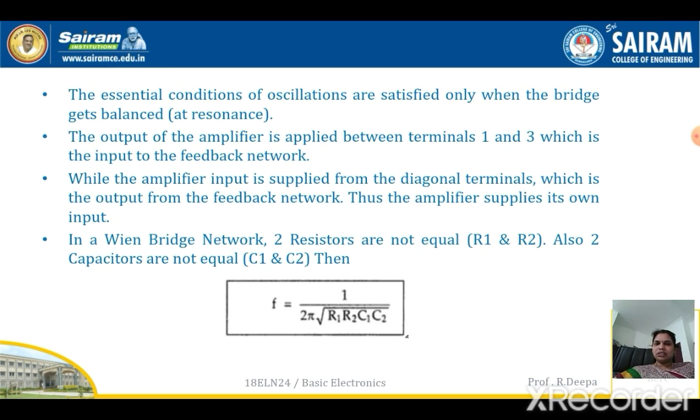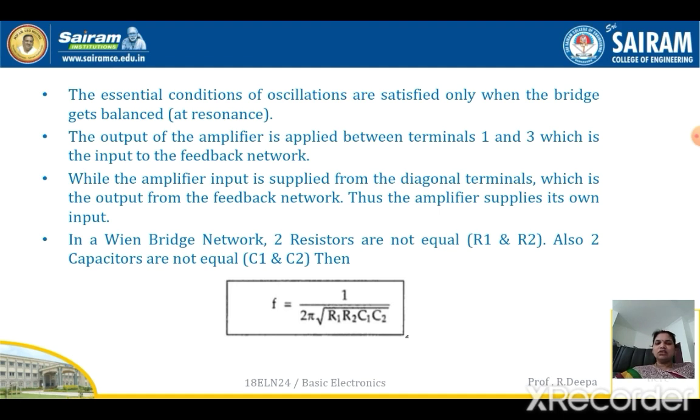The essential condition for oscillations to be produced is satisfied only when the bridge gets balanced, that is, at the resonance state. The output of the amplifier is applied between the terminals 1 and 3, which is the input to the feedback network. While the amplifier input is supplied from the diagonal terminals, which is the output from the feedback network, thus the amplifier supplies its own input. In a Wien bridge network, the 2 resistors R1 and R2 are not equal, and the capacitors C1 and C2 are also not equal.